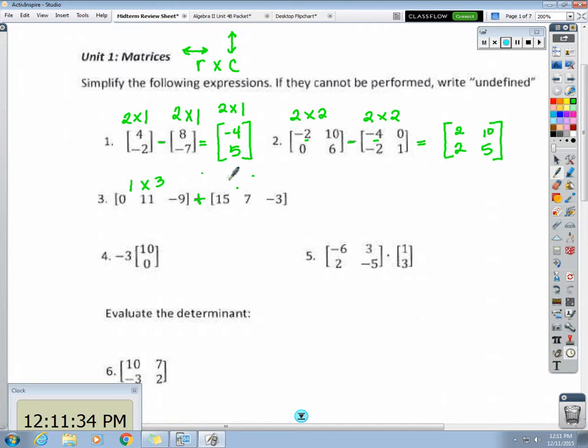These dimensions are also 1 by 3. So that means we can add them. You can take the time to use alpha zoom and type in each one and add them, but it's really easier just to do it by hand. 0 plus 15 is 15.